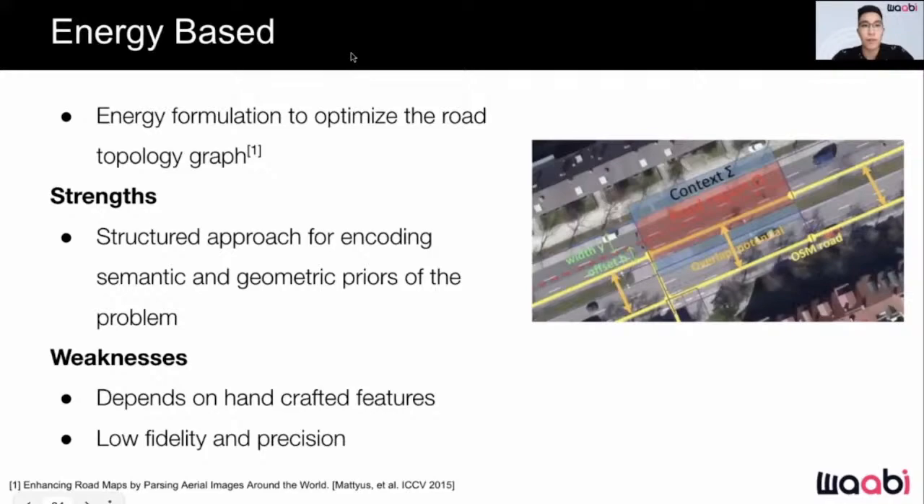Rather than using segmentation followed by heuristics to obtain the road network, some works use a more principled approach by formulating the problem of road topology extraction as an energy optimization task. This way, one can encode and optimize in a structured manner the semantic and geometric priors found in the task. For example, Matthews et al. enhance OpenStreetMap's road center lines with road width by doing inference in an MRF. In their energy terms, they use cues such as road segmentations and image edges obtained from aerial imagery. They also incorporate geometric priors, such as the smoothness of the road boundaries. While mathematically more structured, these methods rely on handcrafted features and fail to produce the fidelity and precision required for autonomous driving.